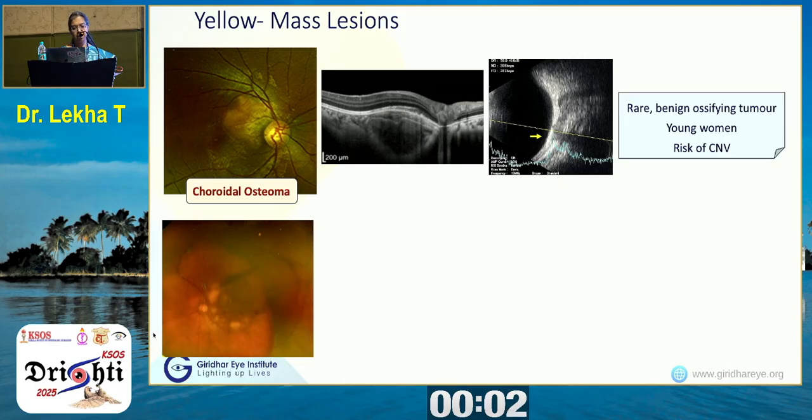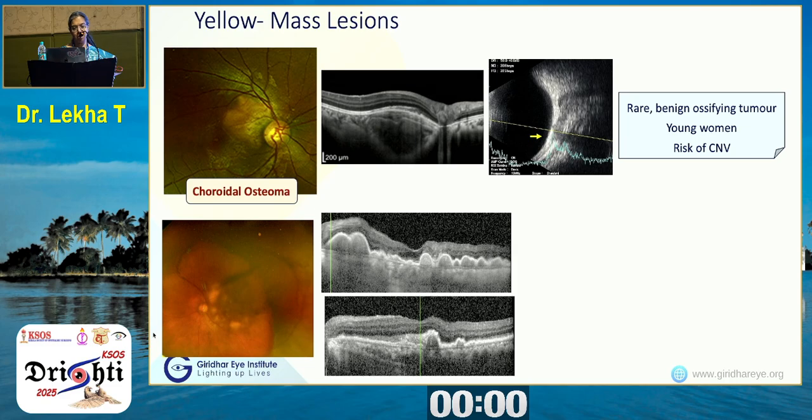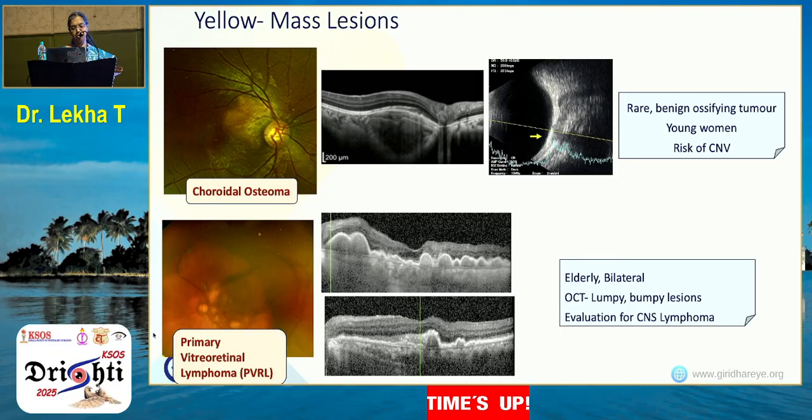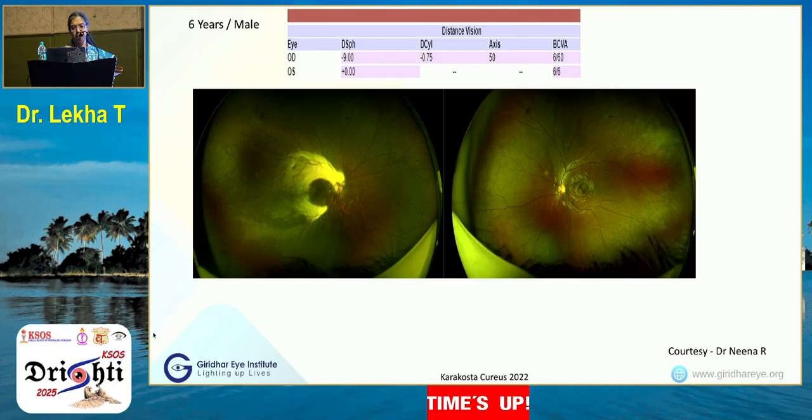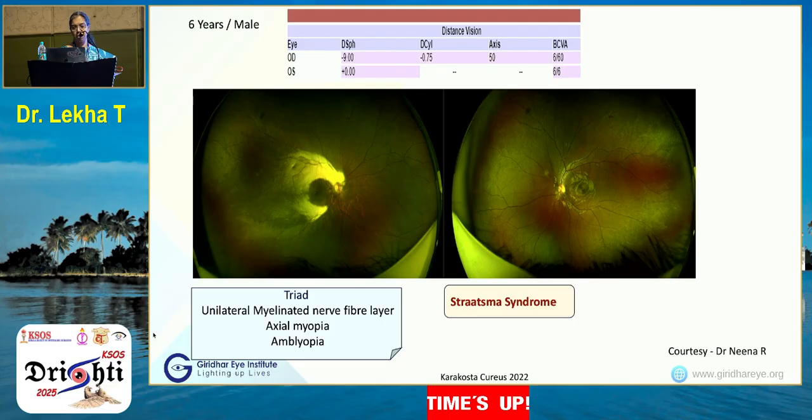And this is, again, an elderly patient with multiple yellow lesions. You can see the typical lumpy, bumpy appearance of the RPE, suggestive of primary vitreoretinal lymphoma. This is a young boy with unilateral high myopia, -9, with amblyopia. And this yellow appearance was due to the myelinated nerve fiber, suggestive of Straatsma syndrome. And this is the triad of the syndrome.